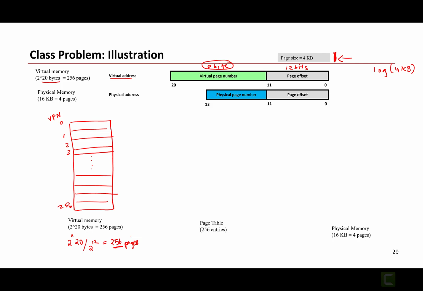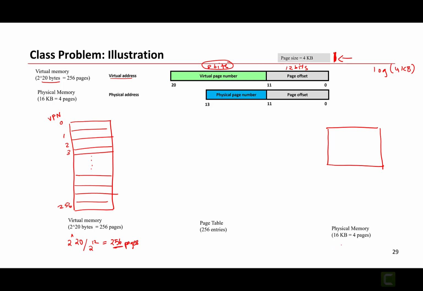Now let's take a look at the physical memory size. So in this problem, we are not going to worry about disk. We are only focused on the main memory. Main memory, composed of DRAM, is much smaller, obviously, compared to the virtual memory. And in this problem, we are told that the physical memory size is 16 kilobytes.